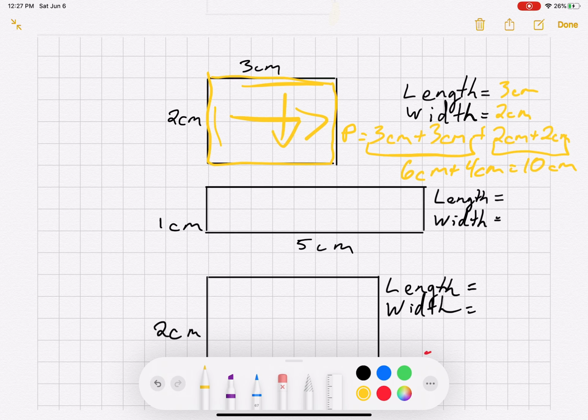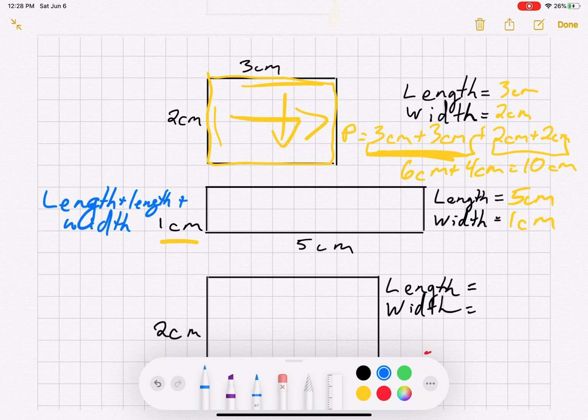So my length is 5 centimeters here. My width is 1 centimeter. So when I'm adding these, what I actually did up here is I added the length plus the length plus the width. Okay, plus the width. Ugh, bad spot.